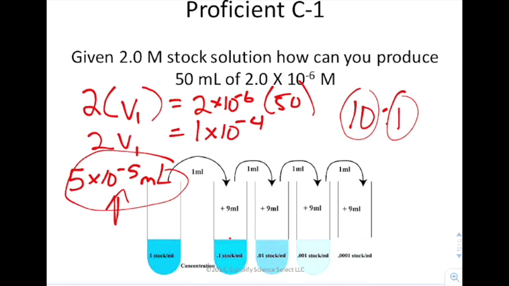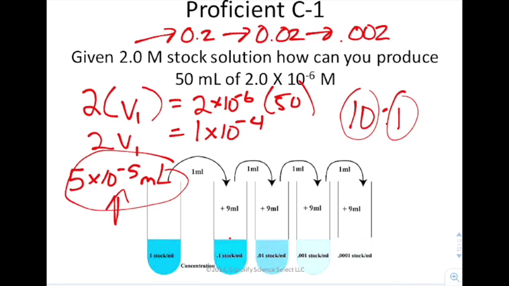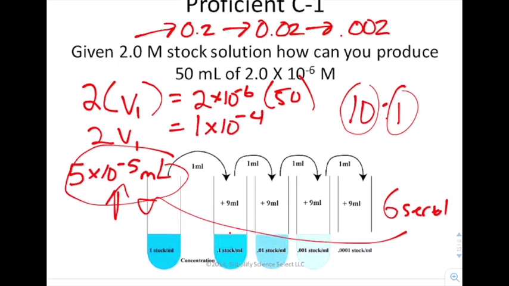So instead of it being 2, it's now 0.2. And then if you do that again, now it's 0.02, and now it's 0.002, and so on and so on. So in this case, if you were to do this with 6 serial dilutions, it would be much more effective and much more accurate than trying to measure out 5 times 10 to the minus 5th mL. That's just too small of a value for us to do in the lab.